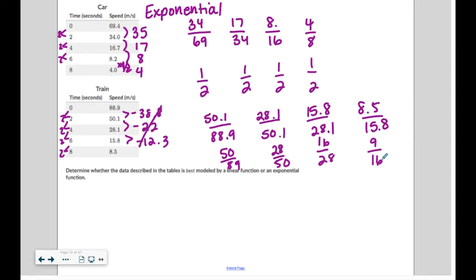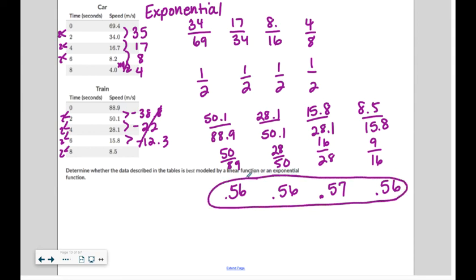50 divided by 89 is 0.56. Okay. 28 divided by 50 is 0.56. 16 divided by 28 is 0.57, again, but still really close. And 9 divided by 16 is 0.56. So you can see now that this has worked out to be a constant percentage or a constant ratio, so it is an exponential function.